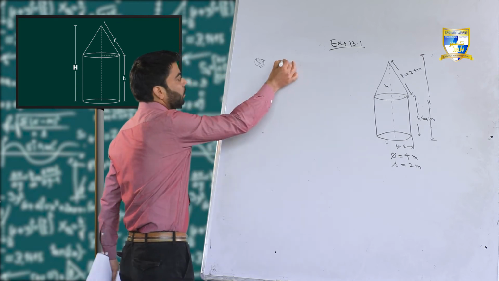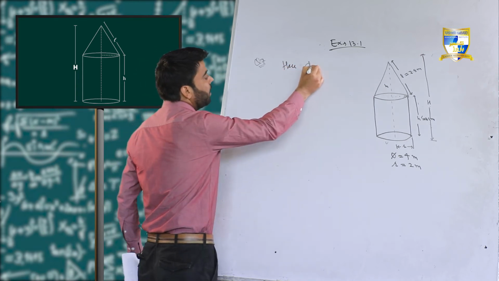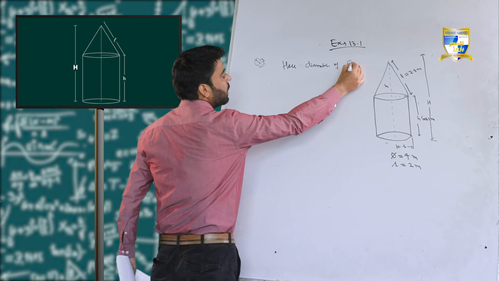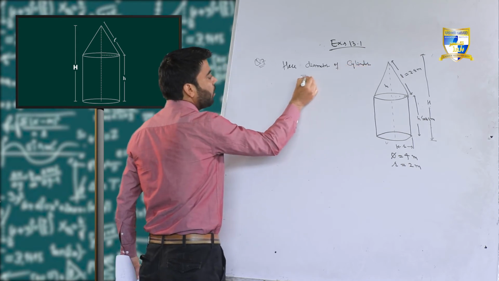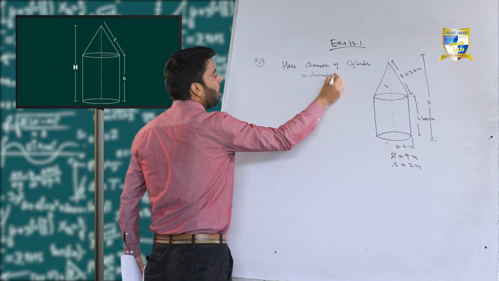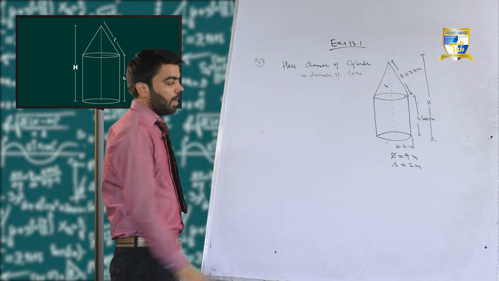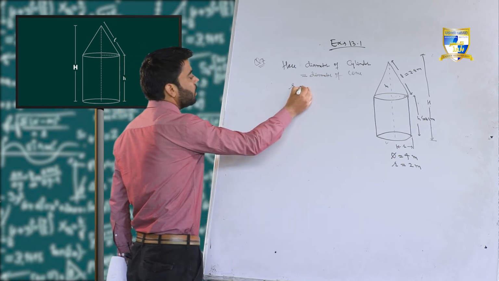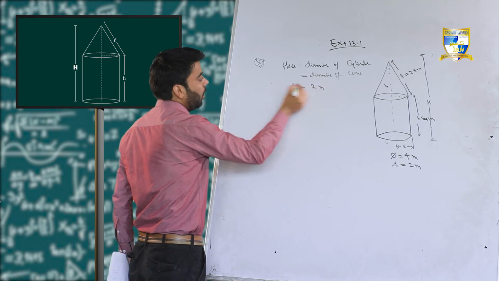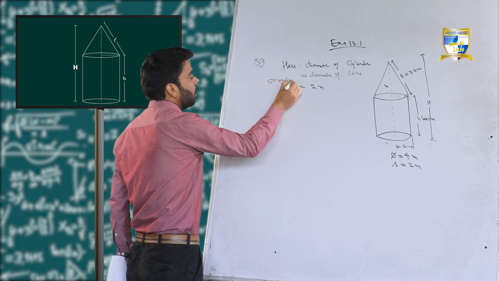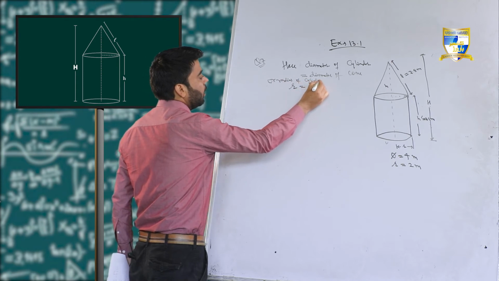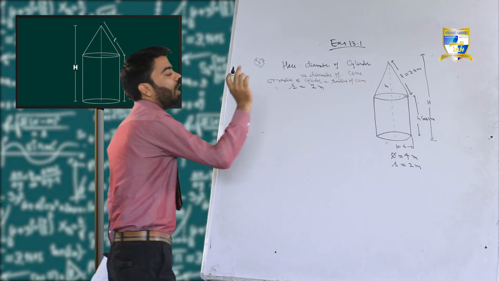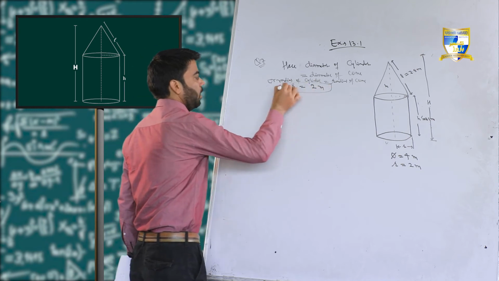So we will write here: diameter of cylinder is equal to diameter of cone, right? Diameter of cylinder is equal to 4, diameter of the cone is equivalent to 4, that means R is equal to 2 meter. Or we can say radius of cylinder is equal to radius of cone, that is R is equal to 2 meter.